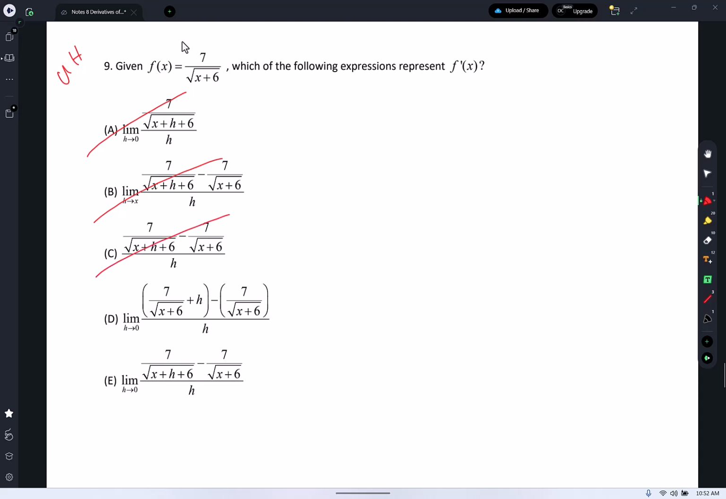Does letter D look like it could be correct? Be careful. That H needs to be inside that square root. So that one's out. It's letter what? E. The H needs to be inside that square root. It's f of x plus h. It needs to be part of that square root there.